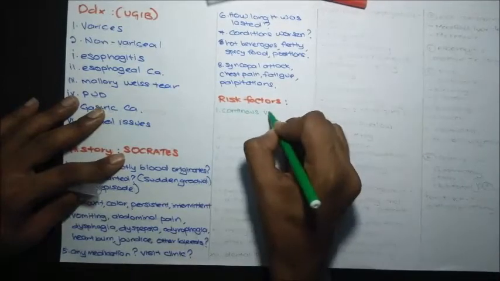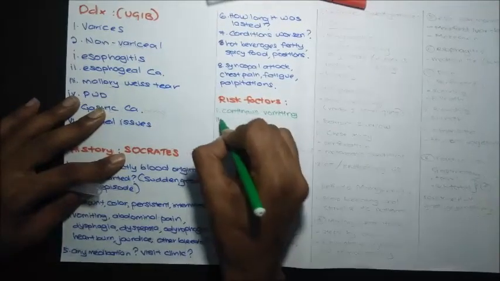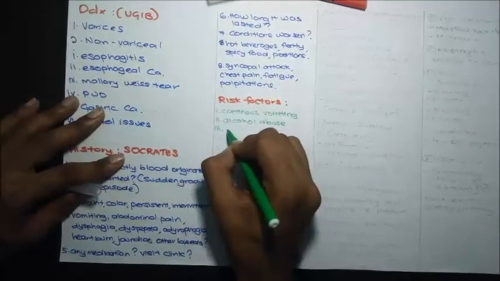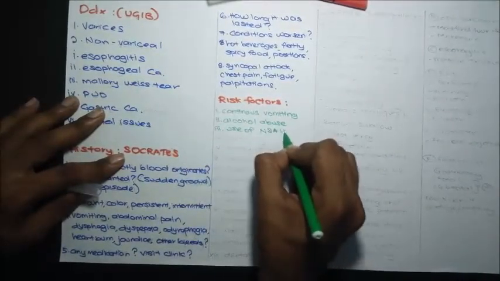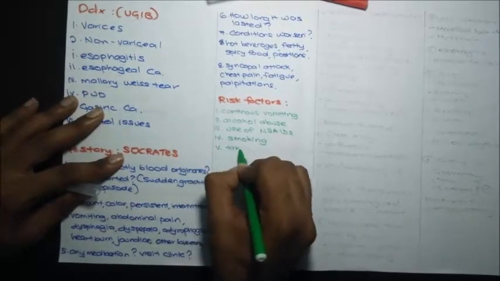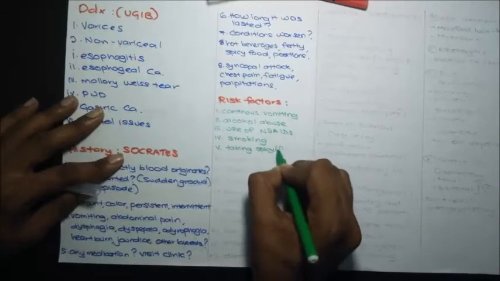And the next is about NSAID use, smoking, taking spicy fatty food, or increased intake of smoked food like satay, because all these conditions are sort of enemies for the esophagus and stomach. So we need to ask about them.